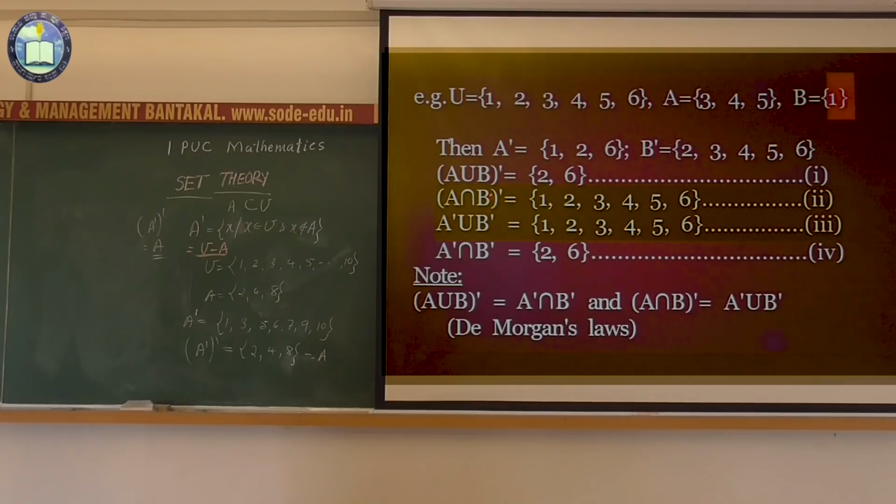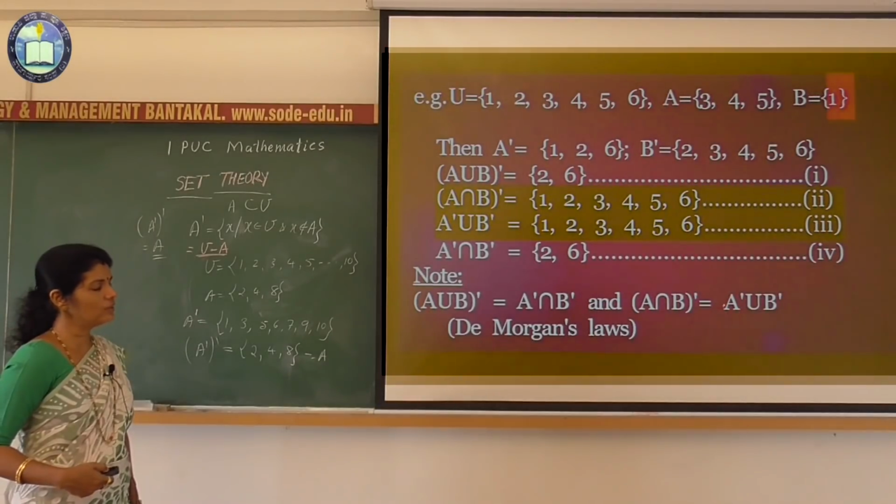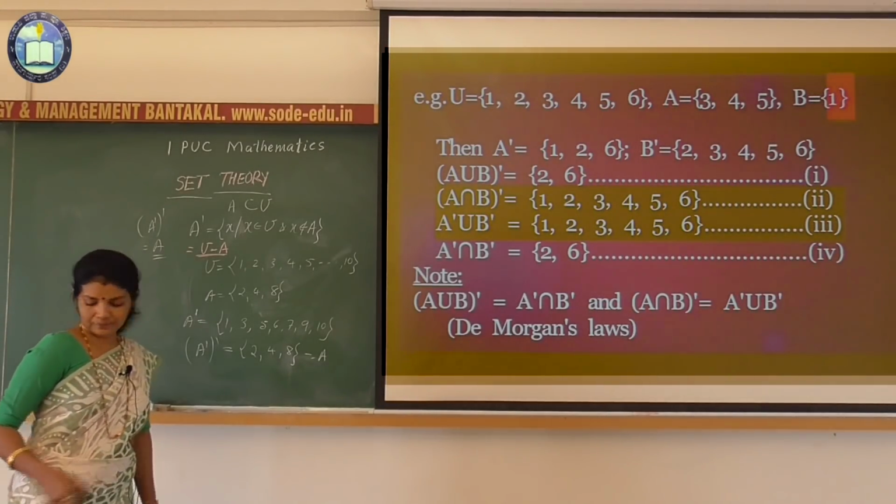Consider A intersection B complement. Then compare these two results, A complement union B complement and A complement intersection B complement. See here, A union B complement, that is 2, 6, which is the same as A complement intersection B complement. Similarly, A intersection B complement is equal to A complement union B complement. This law is called De Morgan's law. It is written like this: A union B complement equals A complement intersection B complement. A intersection B complement is equal to A complement union B complement.